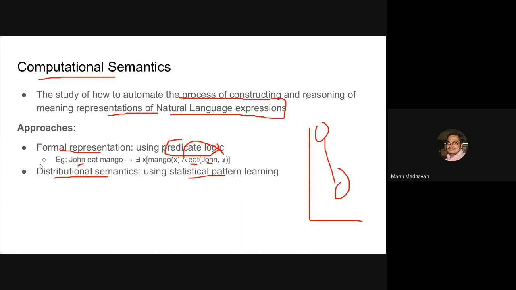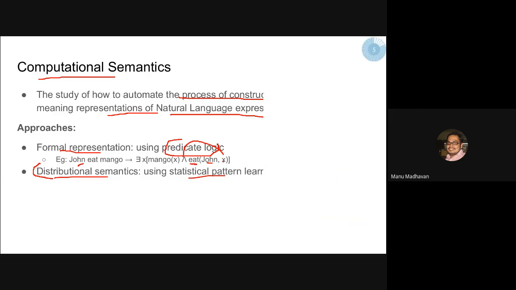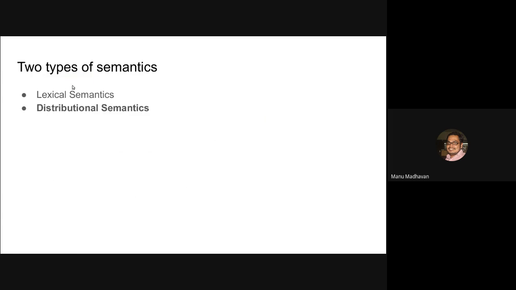In distributional semantics, they believe that words have no fixed meaning. The meaning of the word is based on the co-occurring words. So we understand the meaning of the word based on the co-occurring words, distributed. It is not specific to a word. The meaning is not stuck to one word. So that is about distributional semantics using statistics. We'll discuss more.